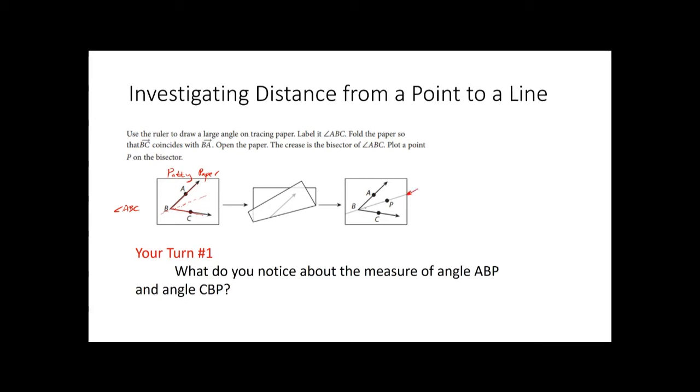Then I want you to draw that folding crease, trace it, after you fold the paper on those two rays, and then you're going to label a point P on that folding crease. Now, your turn number one is basically asking, what do you notice about the measures of angle ABP and CBP? So what do you notice about this angle compared to this angle? All right, and measure with a protractor. So you're also going to need a protractor to verify what your answer may or may not be. And it's okay to compare it with somebody else next to you as well.